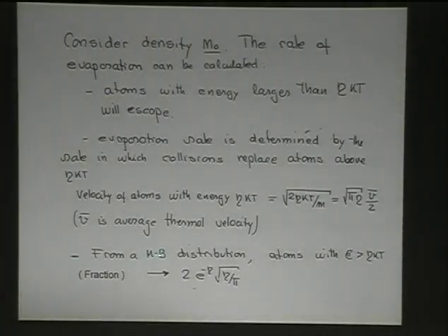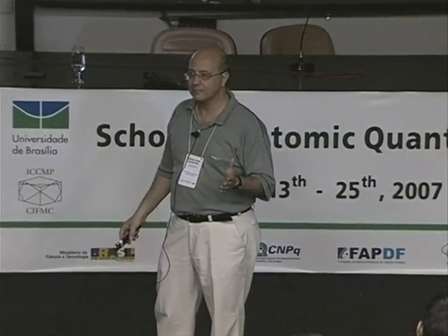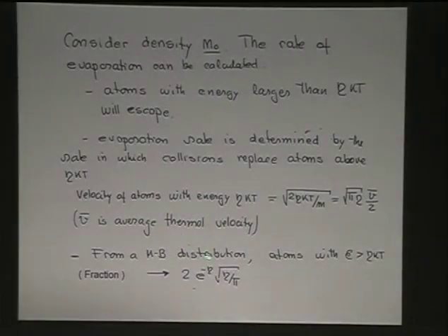And if we consider a Maxwell-Boltzmann distribution, I can ask: how many atoms have energy bigger than the escaping energy? Those are the ones that are going to go, right? If you take the Maxwell-Boltzmann distribution and integrate from 0 to eta kT, that's the fraction of atoms that stays. From eta kT to infinity is the fraction that is leaving, right? If you calculate this integral, this is the fraction.